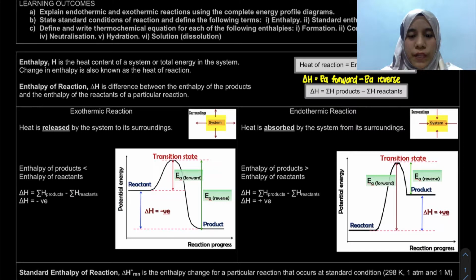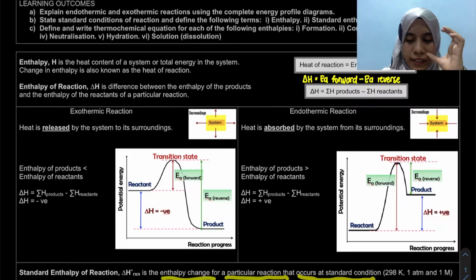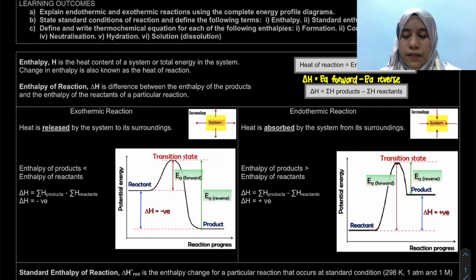Next, we're going to look at the definition for the standard enthalpy of reaction. For the standard enthalpy of reaction, we write delta H naught. Naught means that it is a standard reaction. This is the general definition: it is the enthalpy change for a particular reaction that occurs at standard condition. What is the standard condition? It is at 298 Kelvin, the pressure is 1 atm, and the concentration is 1 molar. This is the general definition for the standard enthalpy of reaction.